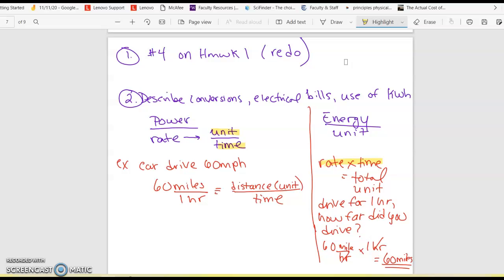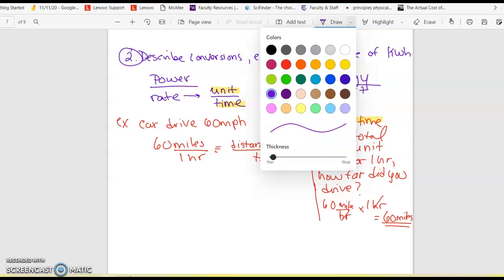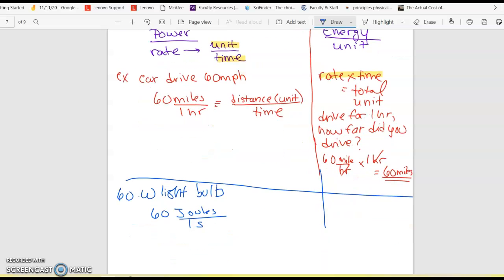Okay, so now that we know this, let's do this in terms of watts and joules. So we'll keep this comparison going. If you have a 60 watt light bulb, again, that's a rate. That means you have 60 joules of energy in 1 second. That is the definition of a watt. A watt is a joule per second.